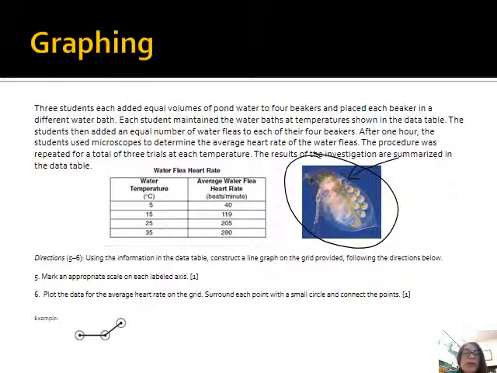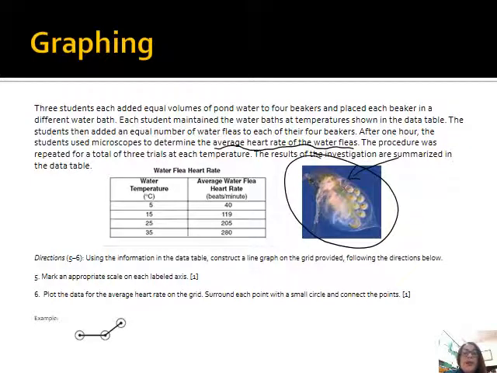So the question reads, 3 students each added equal volumes of pond water to 4 beakers and placed each beaker in a different water bath. Each student maintained the water baths at temperatures shown in the data table. The students then added an equal number of water fleas to each of their 4 beakers. After 1 hour, the students used microscopes to determine the average heart rate of the water fleas. So we're paying attention to the heartbeat.